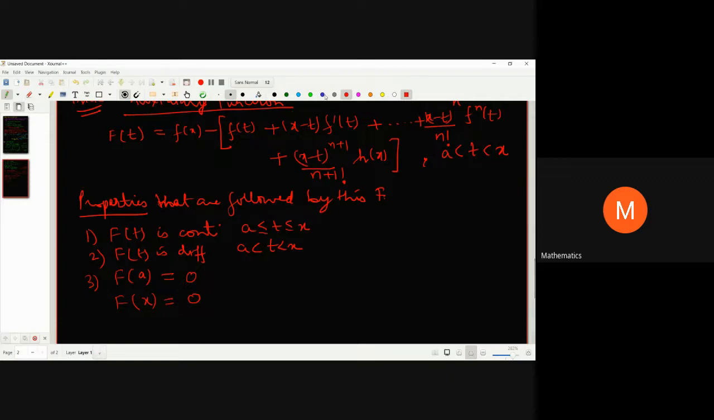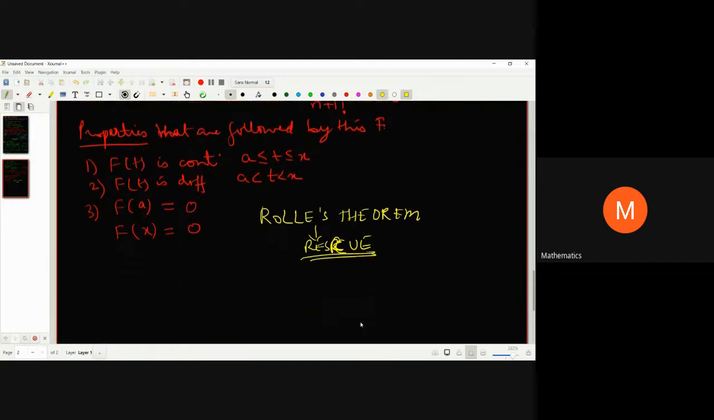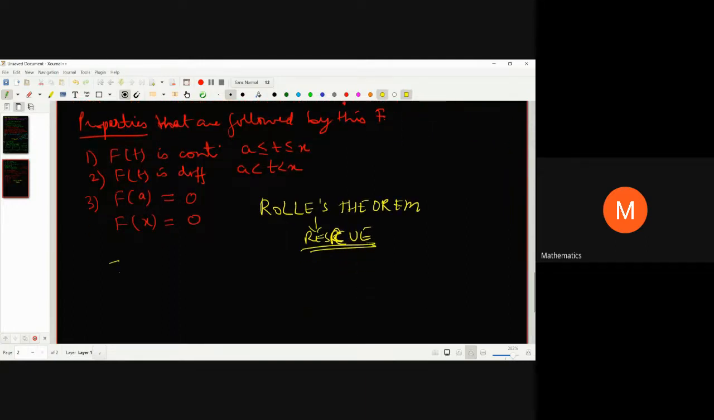So what we observe is a function which is continuous in a closed interval, differentiable in the open interval, and whose value at the endpoints of the interval is 0. So Rolle's theorem comes to our rescue. Rolle's theorem ensures that there exists some c belonging to the open interval (a, x) such that F'(c) is equal to 0.